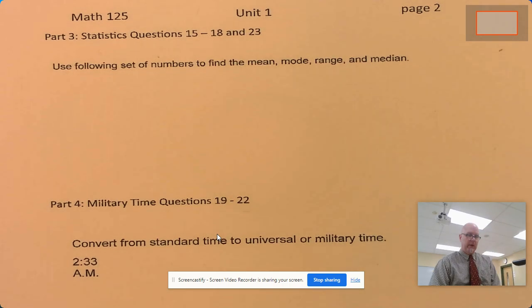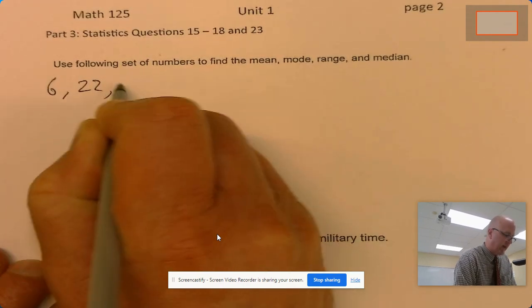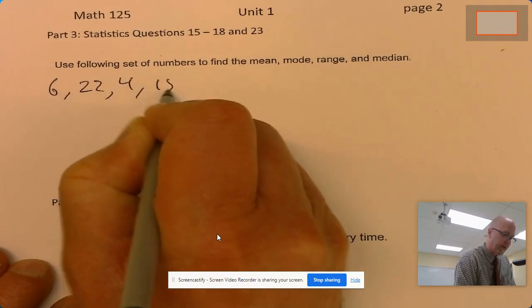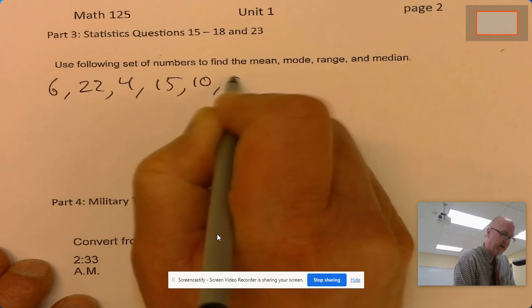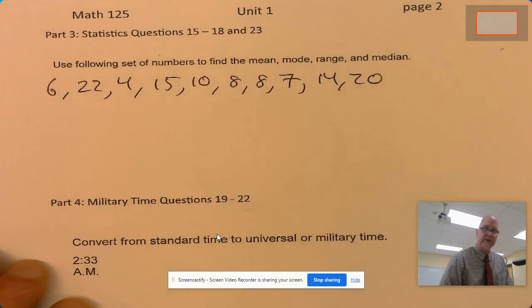Okay, so if you want to pause the video after I write down these numbers, you can feel free to, but I'm going to keep going. I added a list of numbers into this pile: 6, 22, 4, 15, 10, 8, 8, 7, 14, and 20.